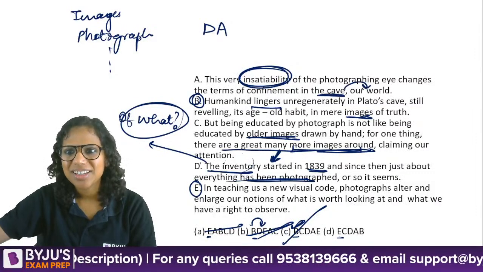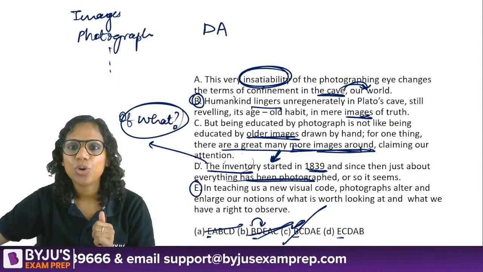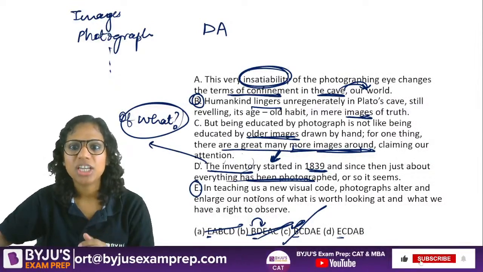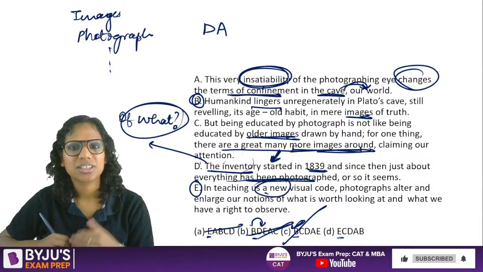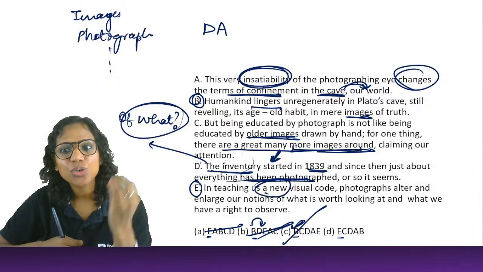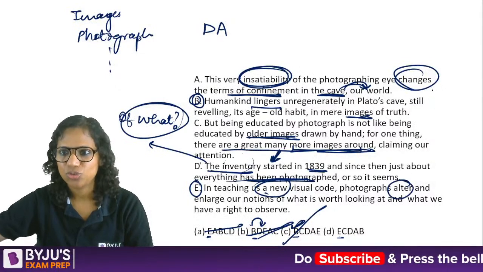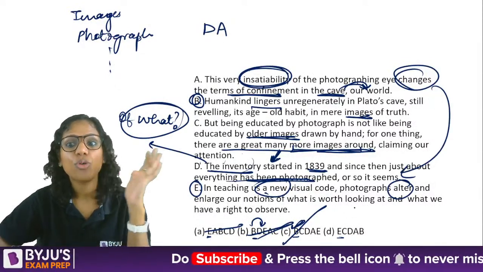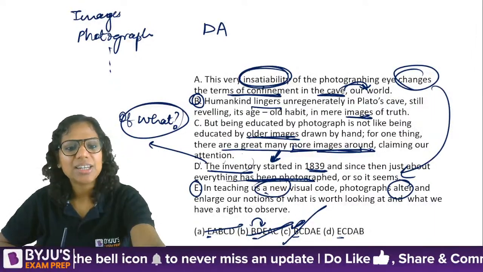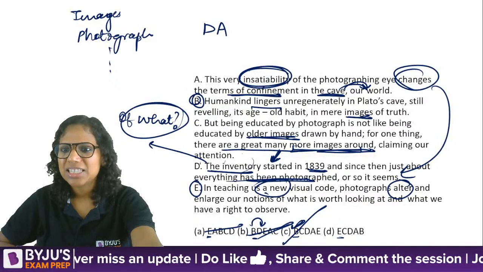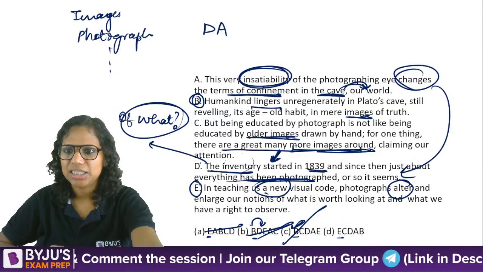So what is this cave? Our world. It has been defined right here. In teaching us, what are the terms of confinement? How have they been changed? Yes, the word change is related to the word new here. Theme based clue. In teaching us a new visual code, photographs alter and enlarge our notions of what is worth looking at and what we have the right to observe. So I hope this makes sense. Om, Akhil, B, C, D, A, E.